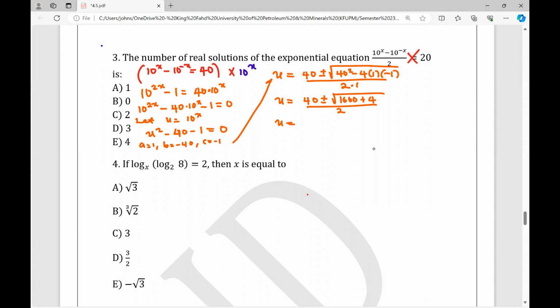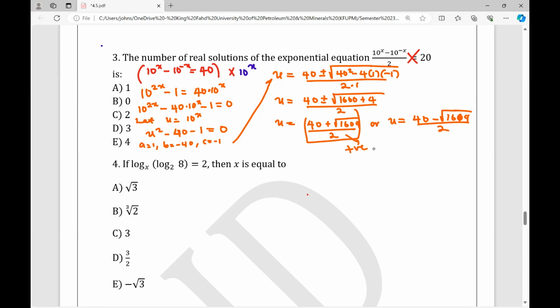And what will this be? This will just be 40 plus or minus the square root of 1604, over 2. So u equals 40 plus the square root of 1604 over 2, or 40 minus the square root of 1604 over 2, right? Now, if you look at this, we just need to know which one is positive and which one is negative. This one is positive.